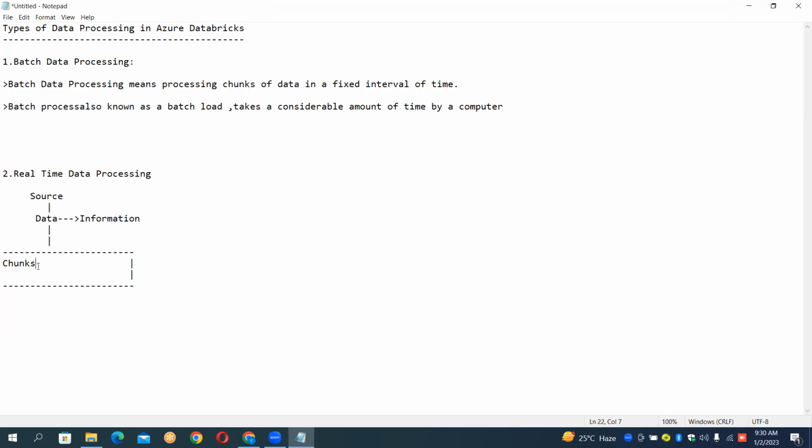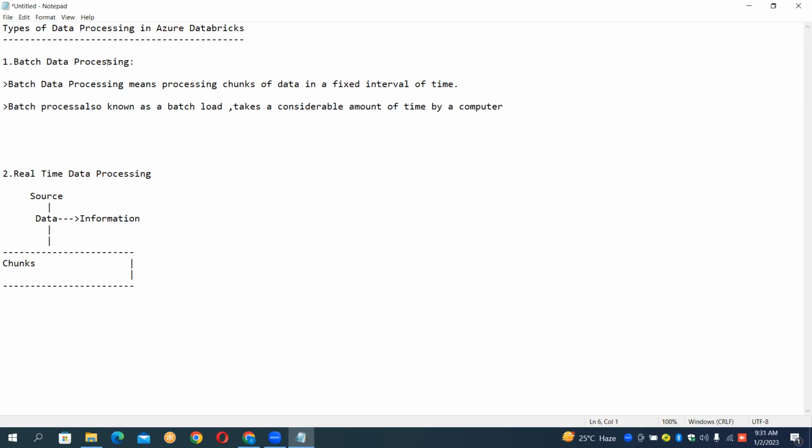So that particular data is divided into small pieces. Those pieces of data are called chunks, am I right or not? The chunks are processed in a fixed interval of time. That is called batch data processing. That is nothing but batch processing. Okay.